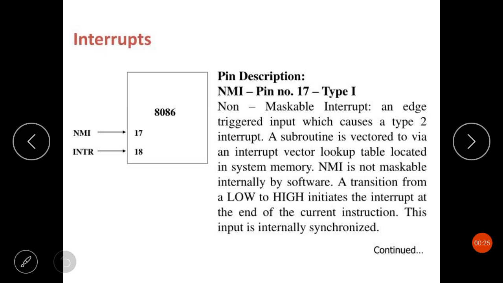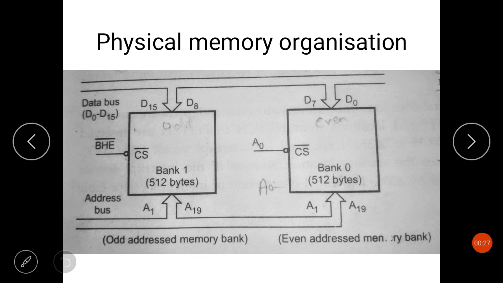Before discussing the BHE bar pin, let me discuss physical memory organization, which is needed for understanding the BHE bar pin. Most of the memory ICs are byte oriented, that is, each memory location can store only 1 byte of data. The 8086, as we know, is a 16-bit microprocessor and it can transfer 16-bit data. So in addition to bytes, words, that is 16 bits, have to be stored in the memory.